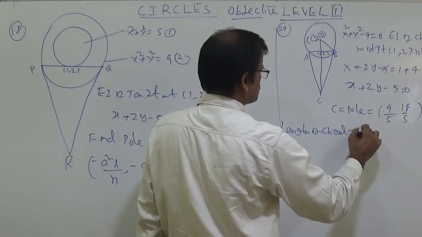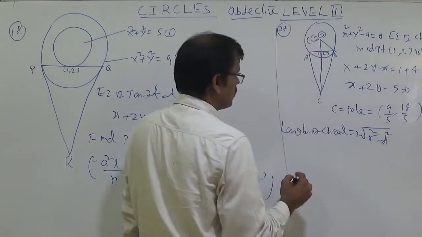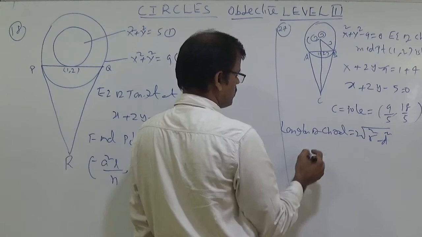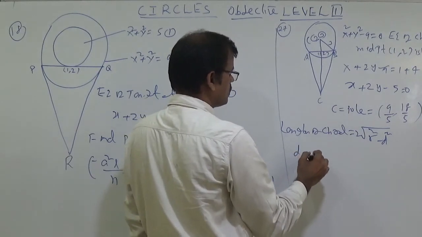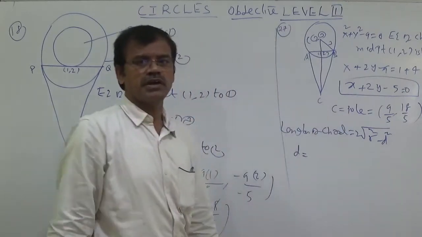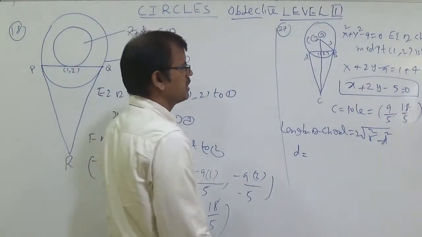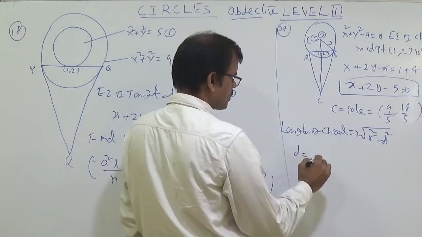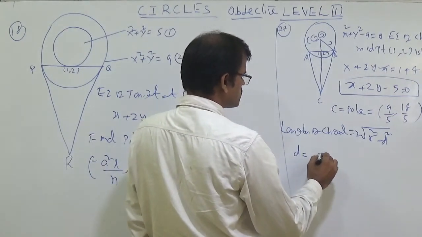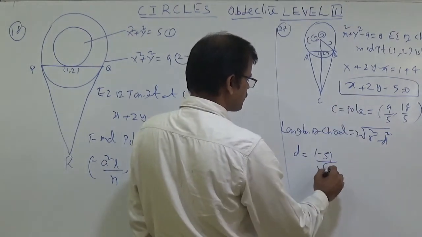Length of chord is equal to 2 root r square minus d square. What is r? This is 3. D depends upon this line, x plus 2y minus 5 is equal to 0. D is equal to the perpendicular distance from 0 comma 0 to this line, which is minus 5 by root 5.